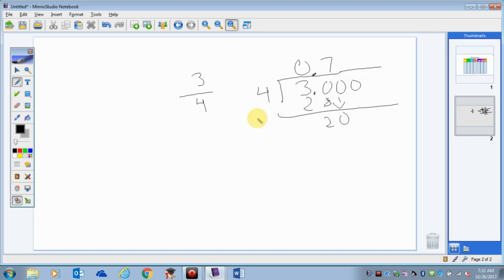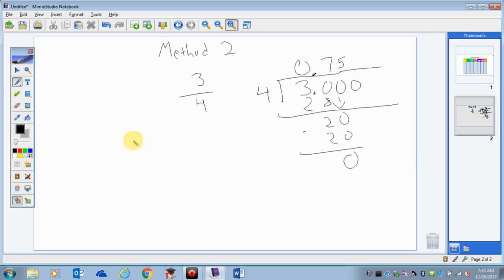Bring down your 0. 4 will go into 20 5 times. 4 times 5 is 20. And you come out to 0. So that's one way to change a fraction into a decimal. We'll call that actually method 2. I'll show them to you a little bit backwards.